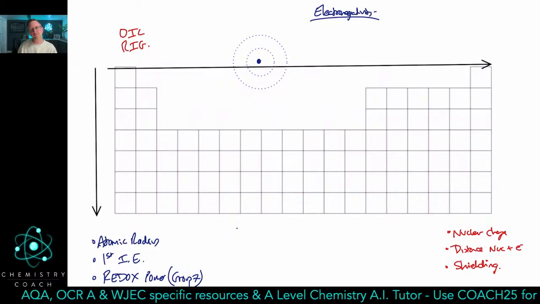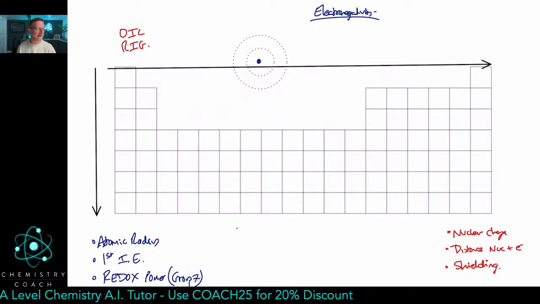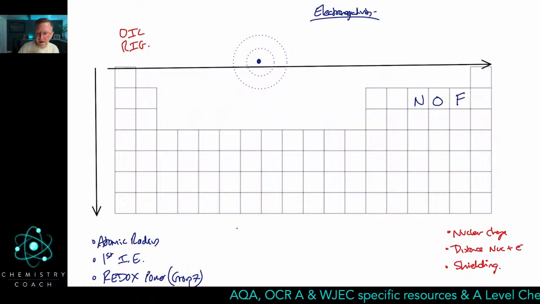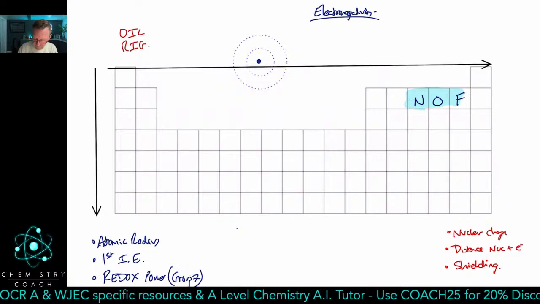So is it top left, top right, bottom left, bottom right? Where are our most electronegative elements? Yes, Hafiza, thank you. Fluorine is the daddy, isn't it? Okay, so fluorine is the most electronegative element, closely followed by oxygen and nitrogen. So these three are the kings of electronegativity.